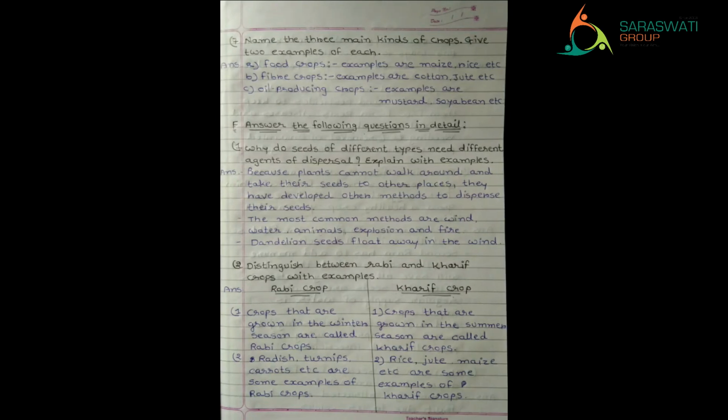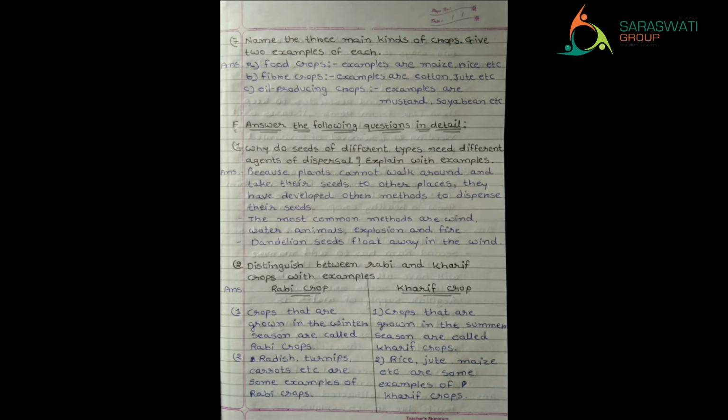The seventh question is, we have to give examples. Read the question. Name the three main kinds of crops. Give two examples of each. We have studied the kinds of crop, right? So how many types of crops are there? Yes, three. The first one is food crops, જે આપણે ખાઈએ છીએ.